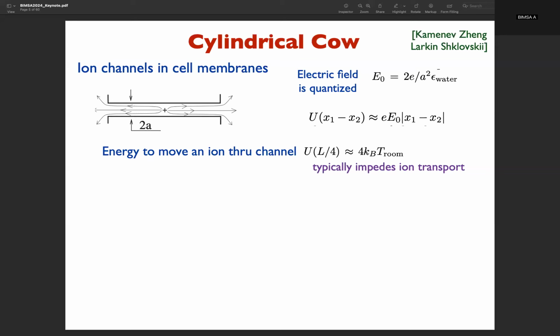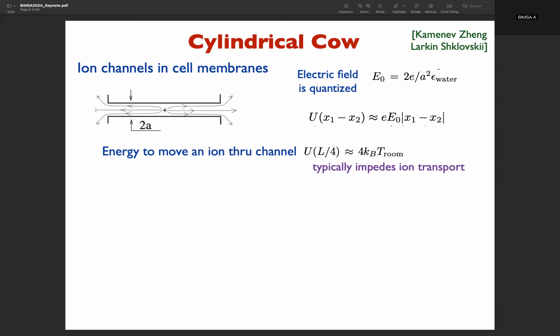If we have some number of charges inside this thing, the total value of the electric field is quantized in units of 2 times the electron charge divided by the radius squared times epsilon of water, because it's a one-dimensional Coulomb system. The solution of the Laplace equation in one dimension is the linear potential, so the farther the charge, the stronger the interaction. If you put some charges in the channel and calculate how much energy it would take to pass a probe charge through the channel, it turns out that if you plug the numbers in, it's actually quite large in relative units. It will be 4 times the Boltzmann constant times the room temperature, and that's typically too much. The cell wouldn't be able to conduct its functions.